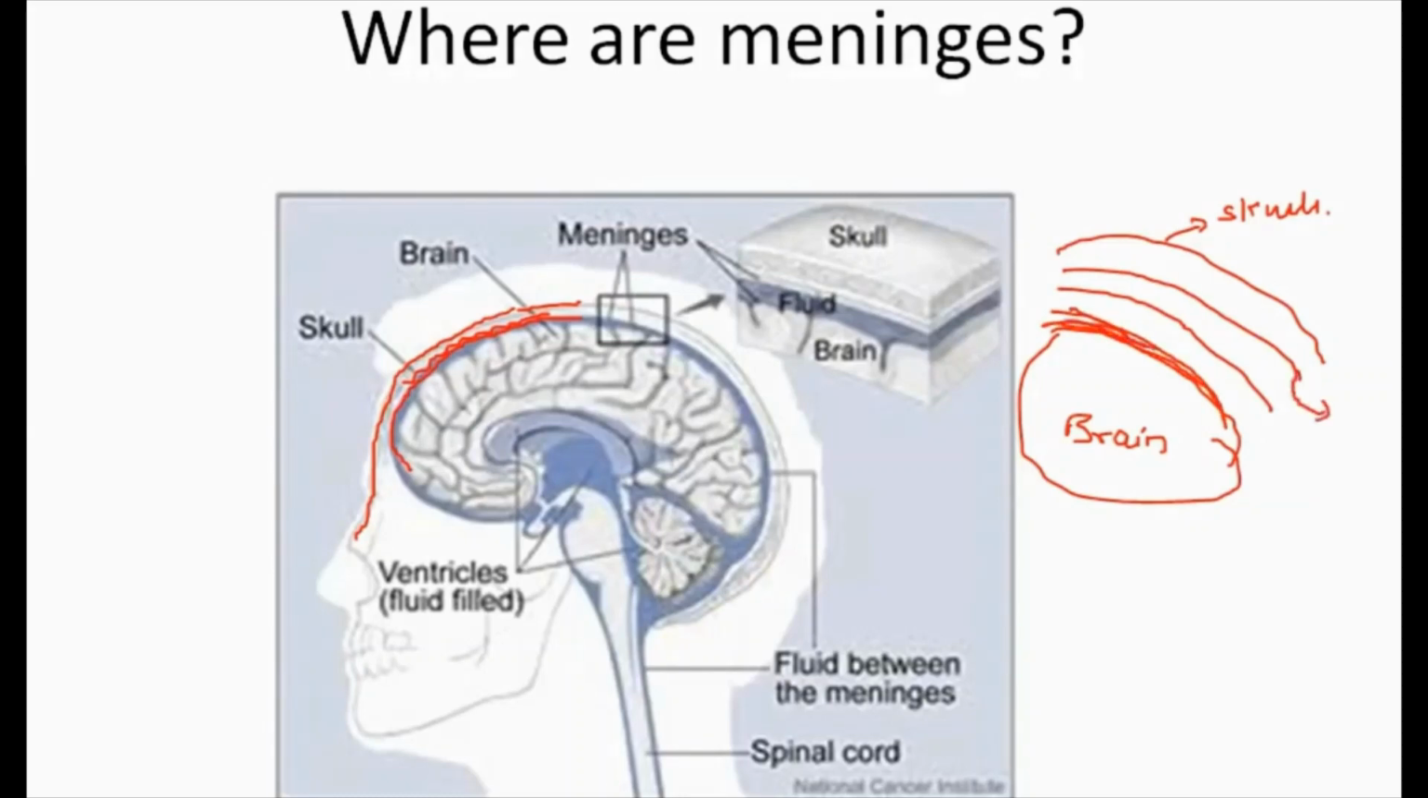The first is the outer layer and the second is the middle layer. The outer layer is the dura mater. The middle layer is known as the arachnoid membrane or arachnoid mater. Then the inner one is the pia mater. These are the three layers present in the brain. These are connective tissues, and these three layers are known as the meninges.